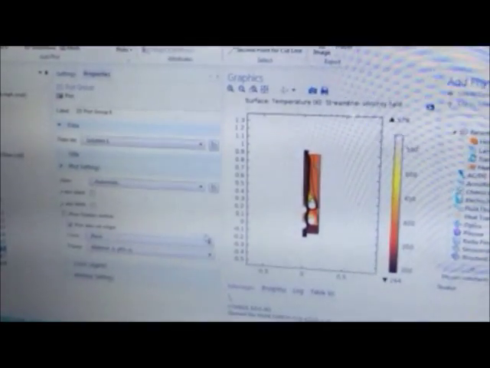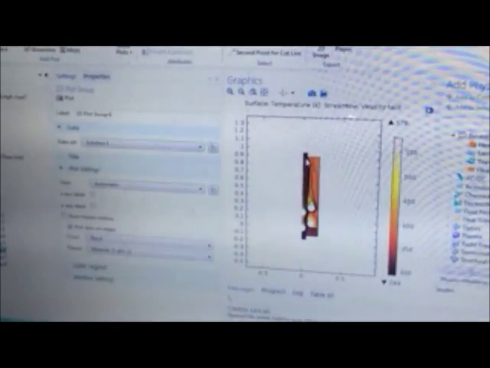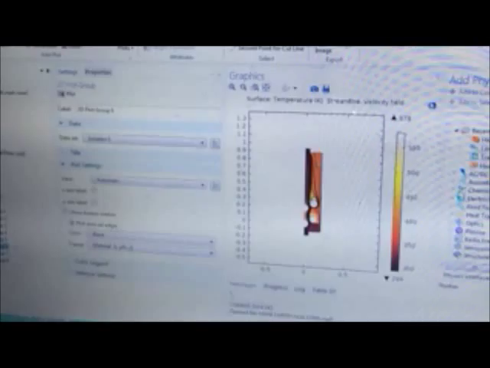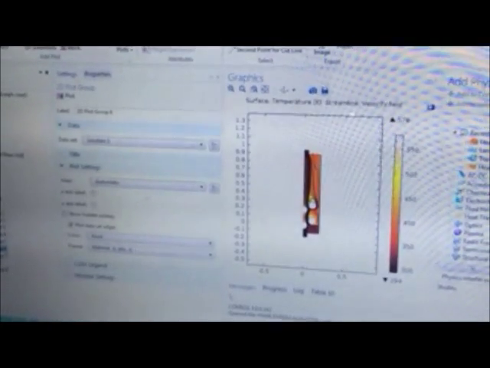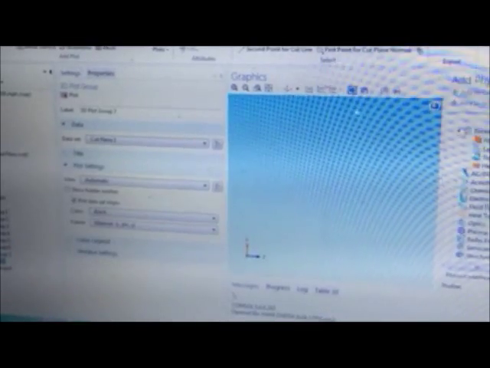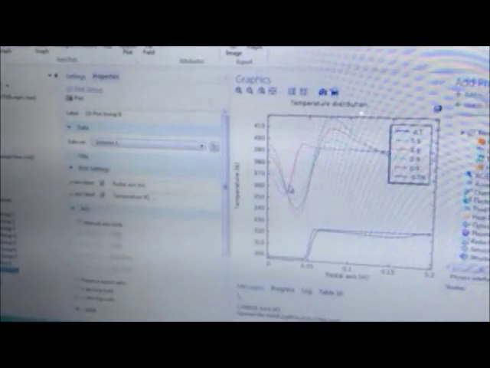Next, surface temperature with a streamline velocity field. Also, we have to plot the temperature distribution. These are the results that we got.